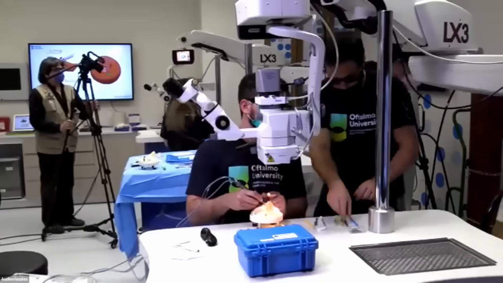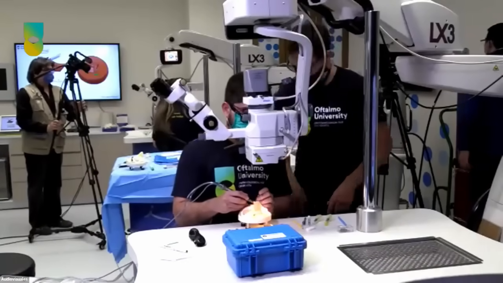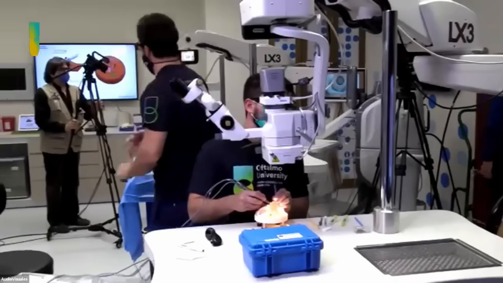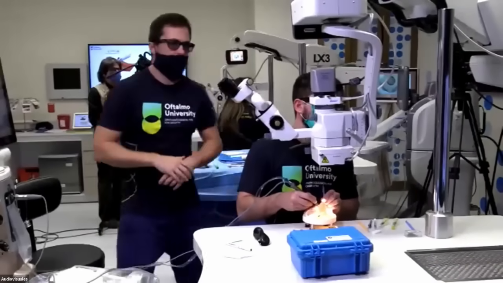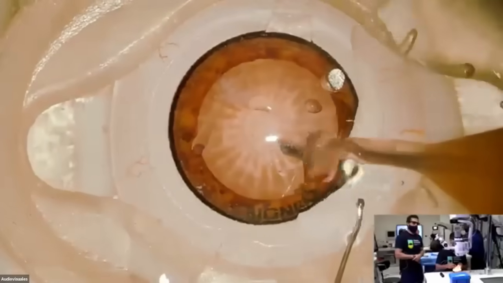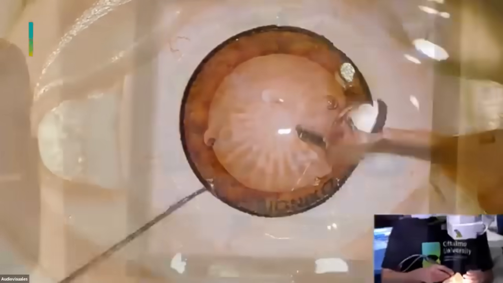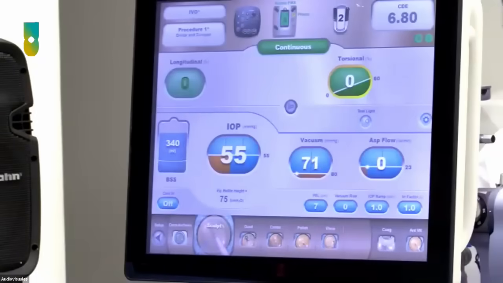Perfect. Remember el segundo instrumento para la incisión. ¿Hiciste paracentesis? Sí. Perfecto. Very good. So let's do some fake emulsification. Ricardo, what are your thoughts about this? This is one of the most difficult steps to learn in fake emulsification, don't you think?